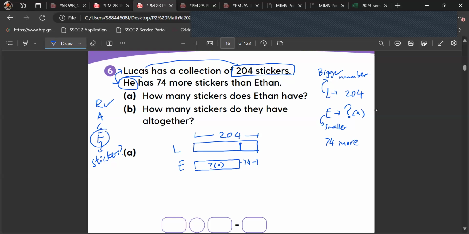Now, if you need to borrow a model ruler here, you can use it. Okay, the model ruler here is quite helpful. It has bar models already. Yeah, we'll do that later. Next question. Okay.